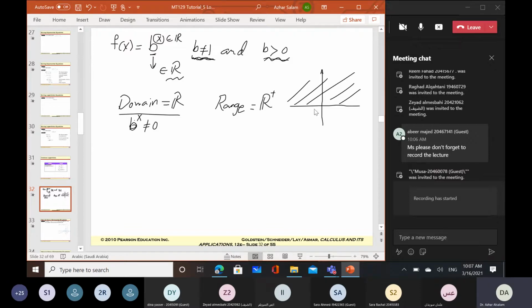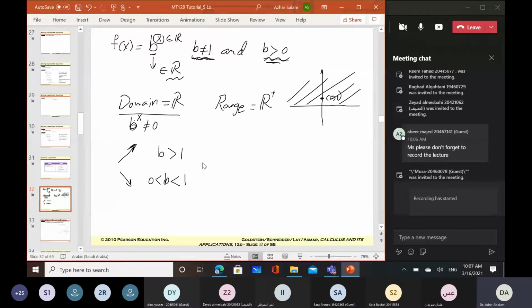We also said that it always has the point (0, 1) in the graph of the function. Another property is that it's increasing for b greater than 1 and decreasing for b, which is always greater than 0 from the definition, and less than 1. When b is a fraction between 0 and 1, the function is decreasing.